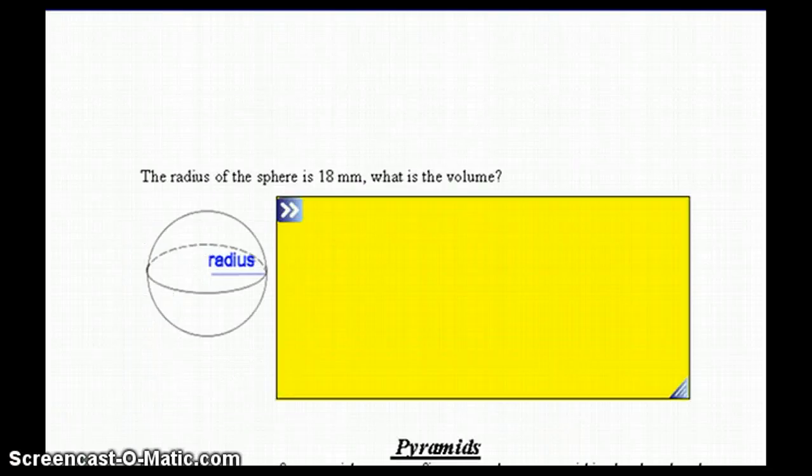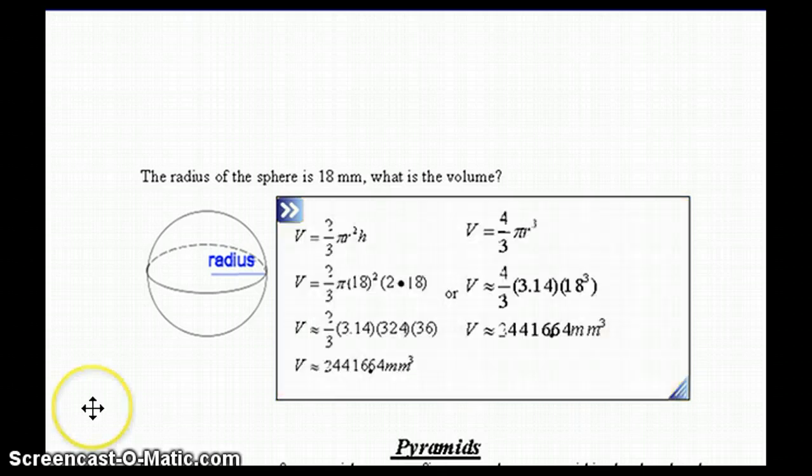Now for the sphere. If the radius of this sphere is 18 millimeters, what is the volume? Pause the video and then press play to check your answer. No matter which formula you use, 2/3 pi r squared times height or 4/3 pi r cubed, if you plug in 18 for the radius, you end up getting the same answer, 24,416.64 cubic millimeters.